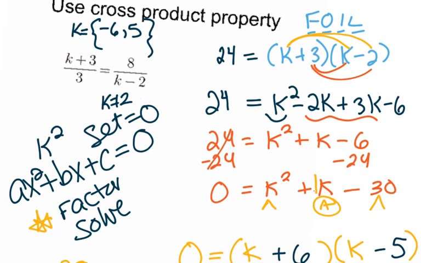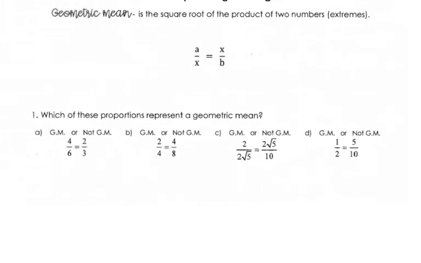All right. So now we're going to get into geometric mean. Geometric mean is also referred to as the mean proportional. Okay, it's the square root of the product of two numbers, which we call the extremes. So go ahead and write this down. Take a minute.